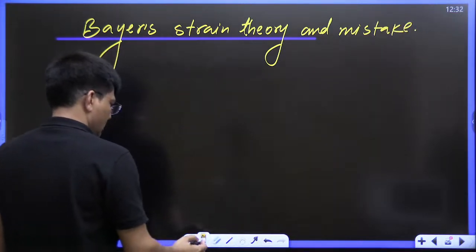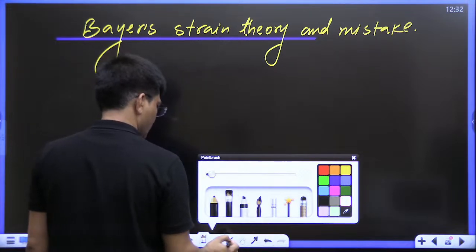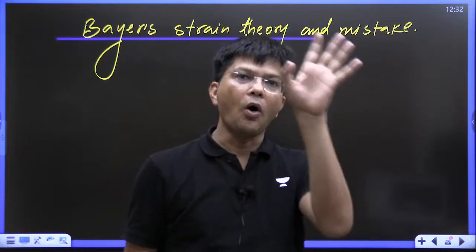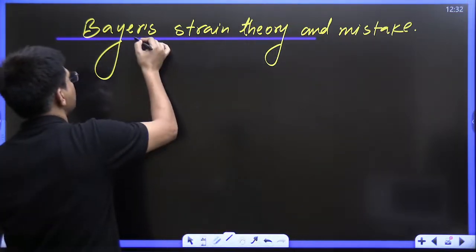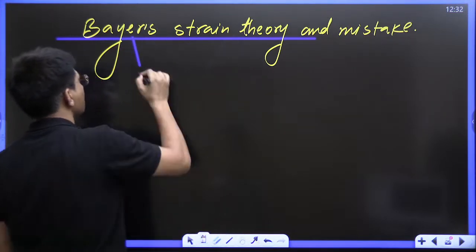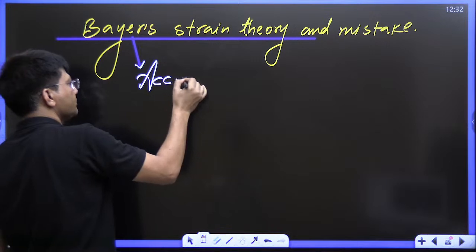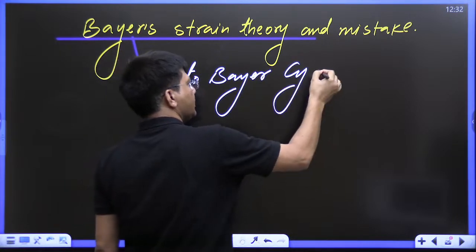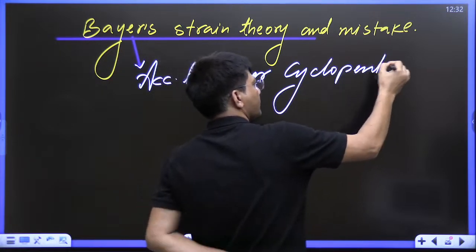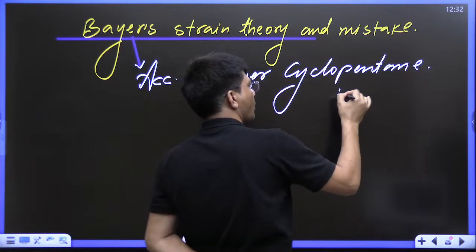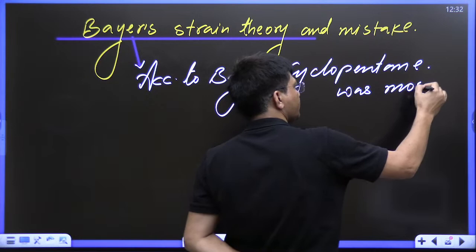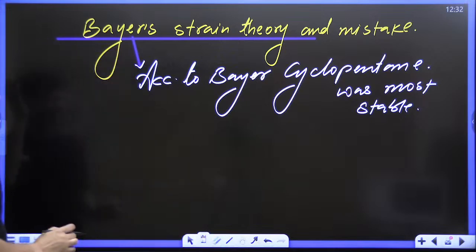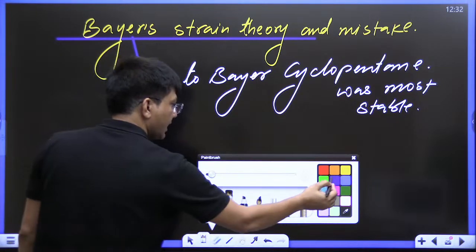See, Baeyer said that cyclopentane is the most stable out of all these cycloalkane rings. What Baeyer said, according to Baeyer, cyclopentane was more stable. Now, what experiment has this Baeyer done? See, the experiment done by Baeyer.